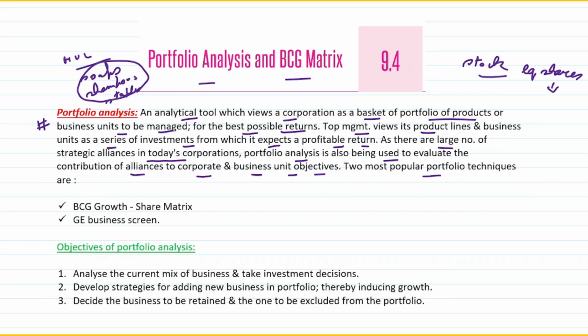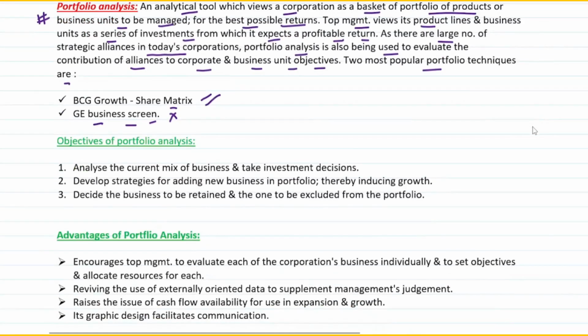Now the two most popular techniques are, one is BCG growth, that is the share matrix, that's what we call, and one is GE business screen. This is not something we will be focusing on. Our focus will be primarily on BCG growth. Boston Consulting Group, however you want to pronounce, they have a matrix, and we will be concentrating on this matrix. This will exactly tell you how does a portfolio analysis work, right? So please remember both of them, but the one we will be concentrating on will be the BCG growth matrix.